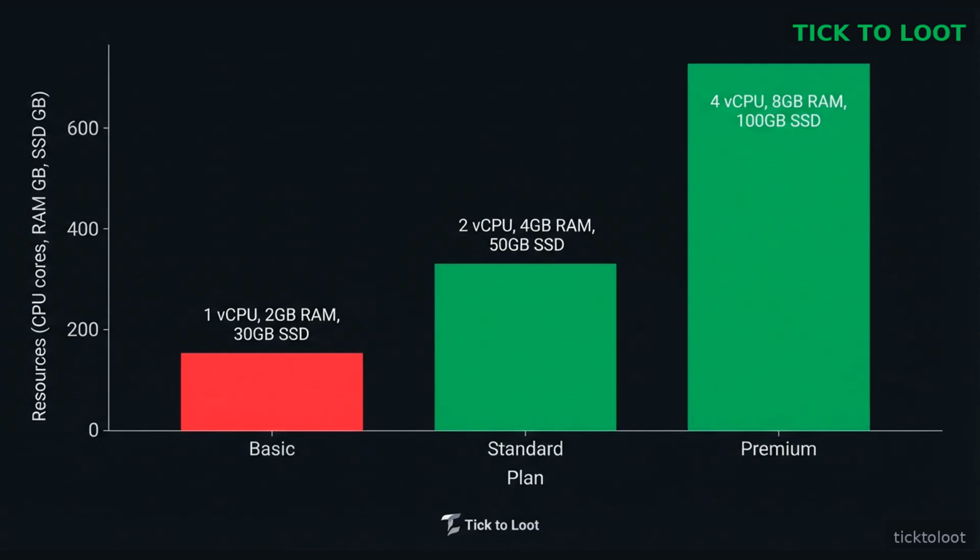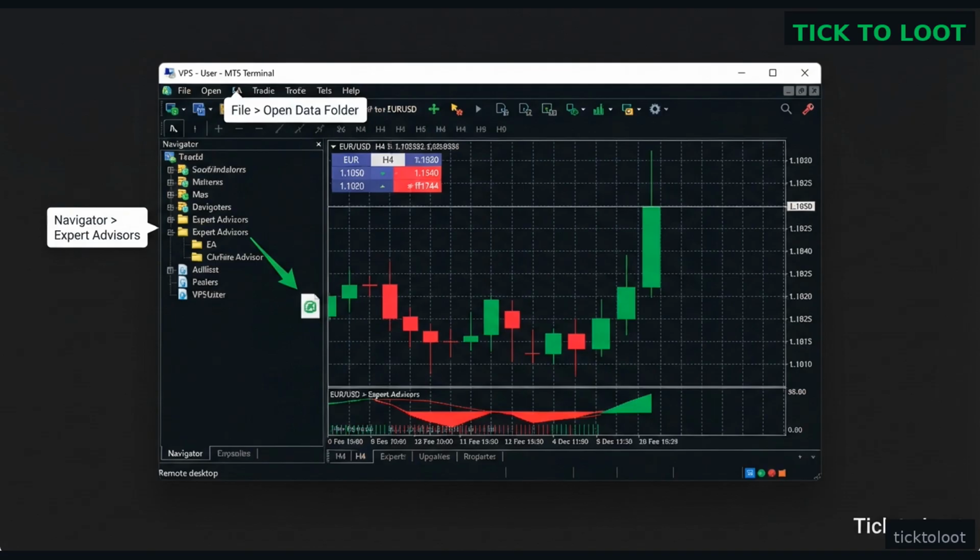If you later add more pairs or a second EA, you can upgrade to a premium plan with 4 vCPU and 8 gigabytes RAM. When you browse providers, look for a clear plan matrix that lists these specs and compare the numbers side by side. Remember, the cheapest plan often lacks the resources to keep your EA running without hiccups, while an oversized plan may waste money. Choose the plan that matches the EA's needs, just like picking the right size toolbox for the job at hand.